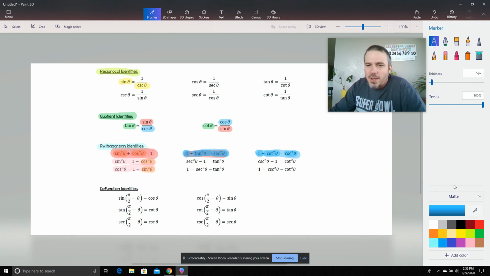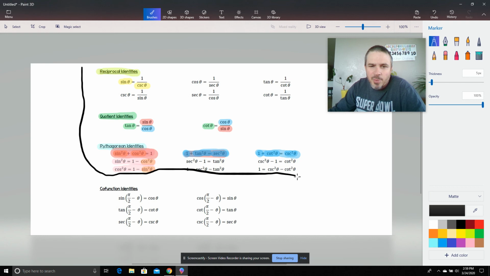Basically, everything up above this line you need to memorize because we're going to repeatedly use those. These cofunction identities down here, we'll have a cheat sheet ready, but I don't need you to memorize these. I'll teach you how to use these later on. But for now, let's focus on memorizing the reciprocal identities, the quotient identities, and the Pythagorean identities. The most important ones are tangent equals sine over cosine, and sine squared plus cosine squared equals 1.